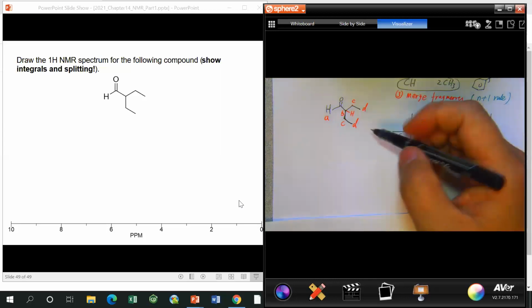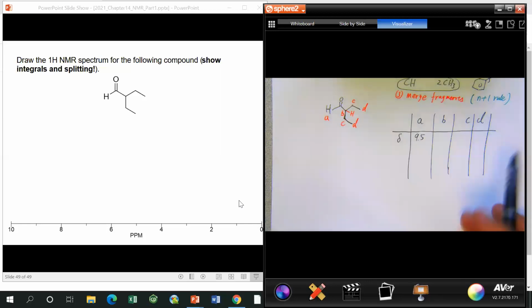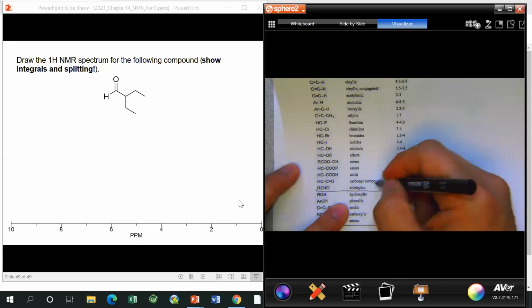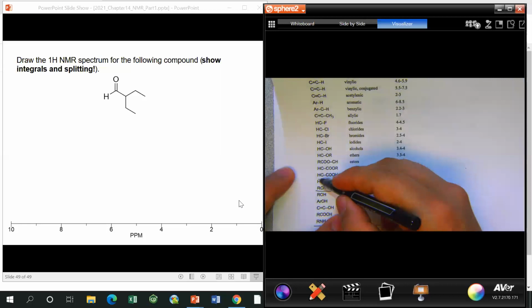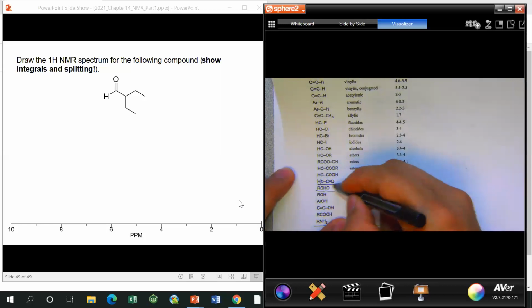B is the carbon next to the carbonyl. Look here, this is the carbonyl compound. So it is a hydrogen attached to a carbon that is attached to the carbonyl group. So those are the carbonyl protons.